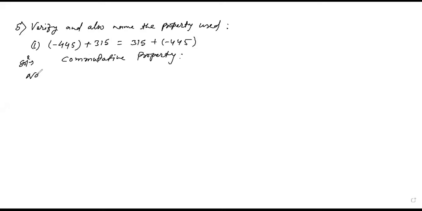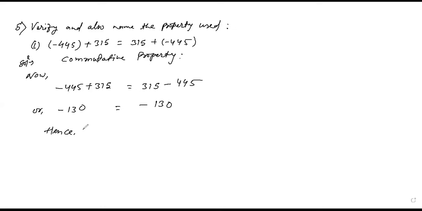Now we have to verify. So just write minus 445 plus 315, and 315 plus minus 445. So this became how much? 5 minus 5 is 0, 4 minus 1 is 3, and 4 minus 3 is 1. So minus 130. And this side also the same. So both sides the values are the same. So you can write hence verified.